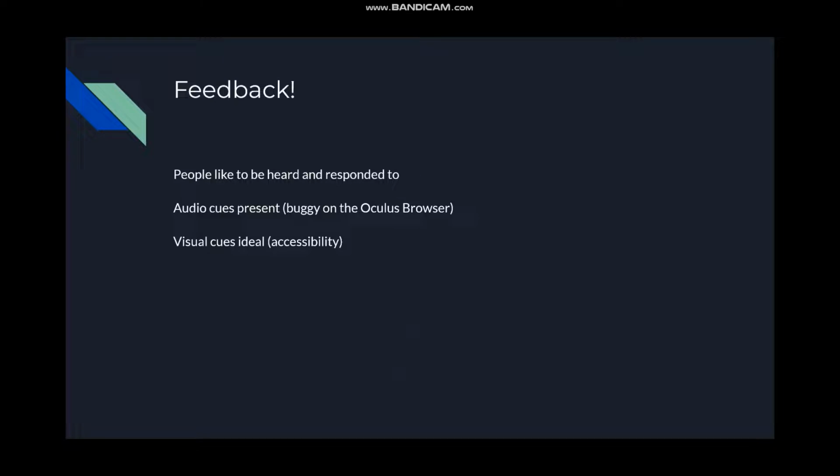Feedback. So like the audio cues. People like to be heard and responded to. They like to know if they've done something right or wrong as quickly as possible. Audio cues are present, as you heard, but they are admittedly buggy on the Oculus browser. Sometimes they don't play, the Oculus browser mutes them, and if you re-enter with the sound on, the spellcasting sound loops indefinitely. Visual cues would definitely be ideal, especially for accessibility reasons, just in case we have any deaf users out there, in addition to the fact that we are visual creatures by nature.